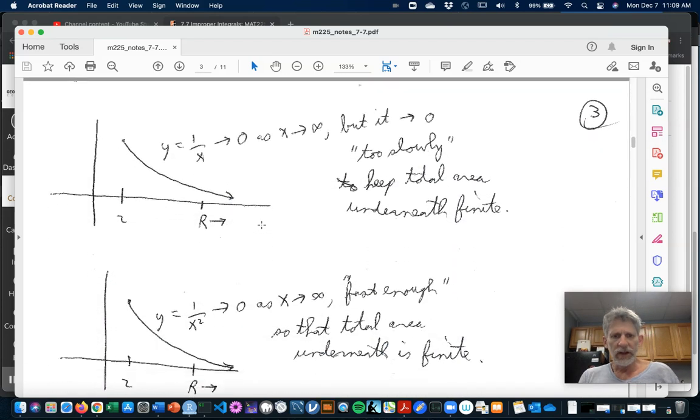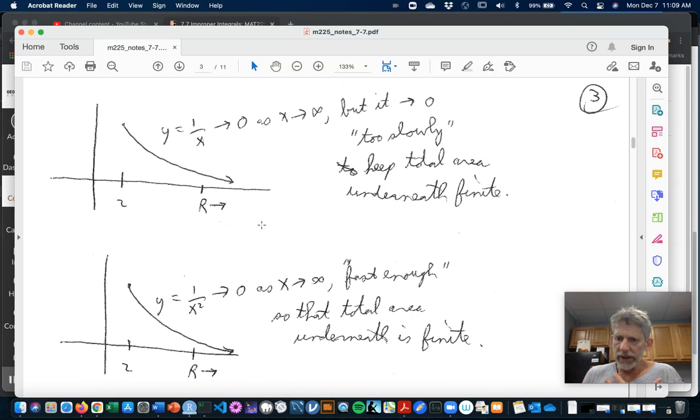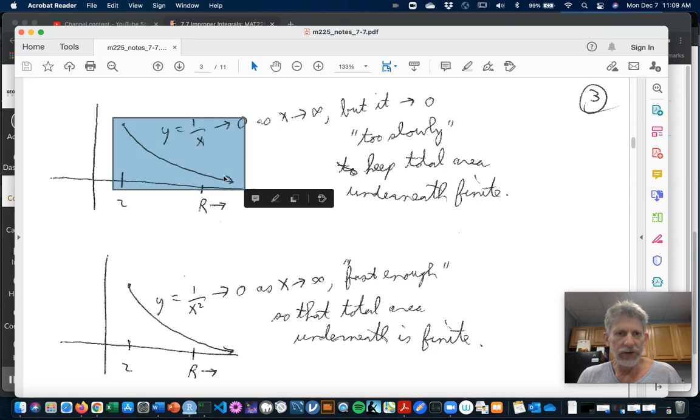So what you should think about really is, why is this happening? Why does it converge sometimes? Why does it diverge sometimes with these improper integrals? It really has to do with how fast the function itself heads down to the x-axis. Think about y equals 1 over x. Here's part of its graph.